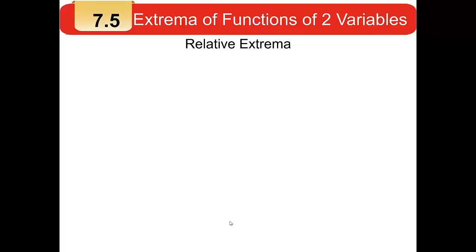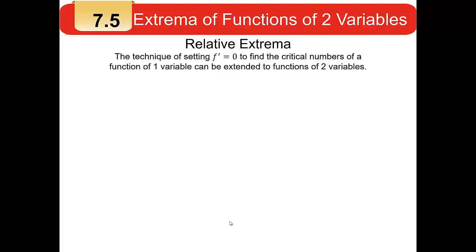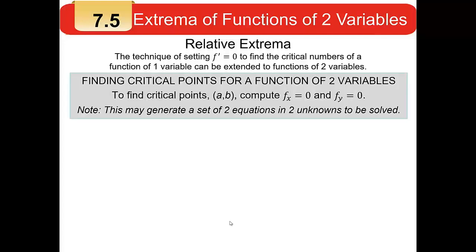I just want to do the briefest of overviews into finding relative extrema for functions of two variables. It will be very brief and not very deep. The technique that we learned earlier about setting the derivative equal to 0 to find the critical numbers of a function of one variable can extend to functions of two variables, and it's really fairly simple.